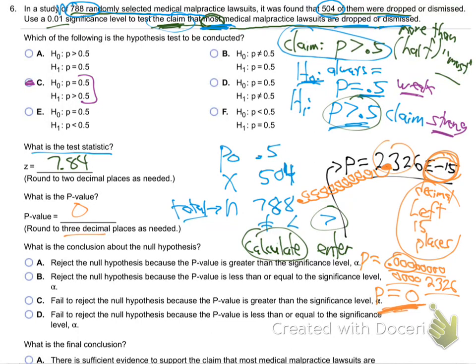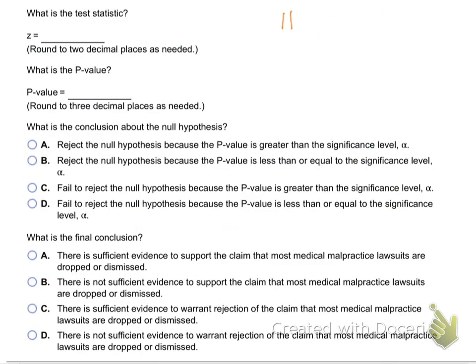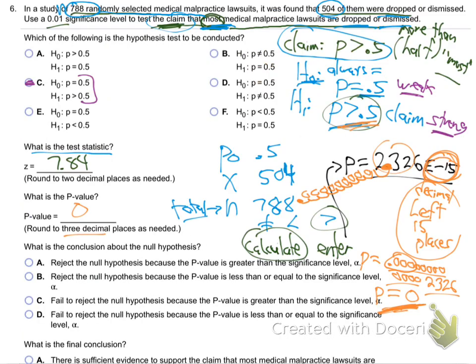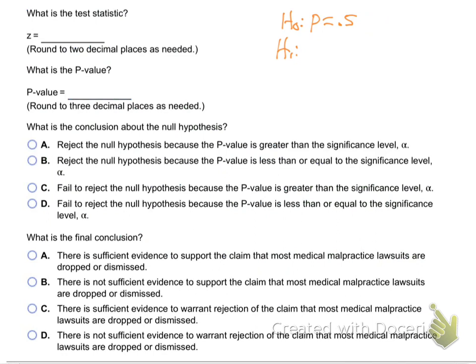Okay, so we got a p-value of 0. Let me bring this over here to a fresh screen. Again, write our null: p equals 0.5. Alternative, what was it? Greater than 0.5, and that was the claim. And it always takes strong evidence to prove that. With weak evidence, you stay with the null, right? So what did our p-value come out to be?